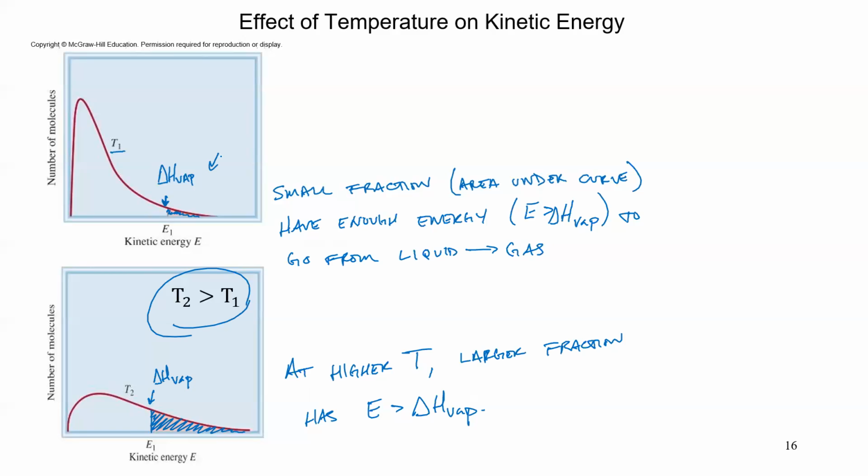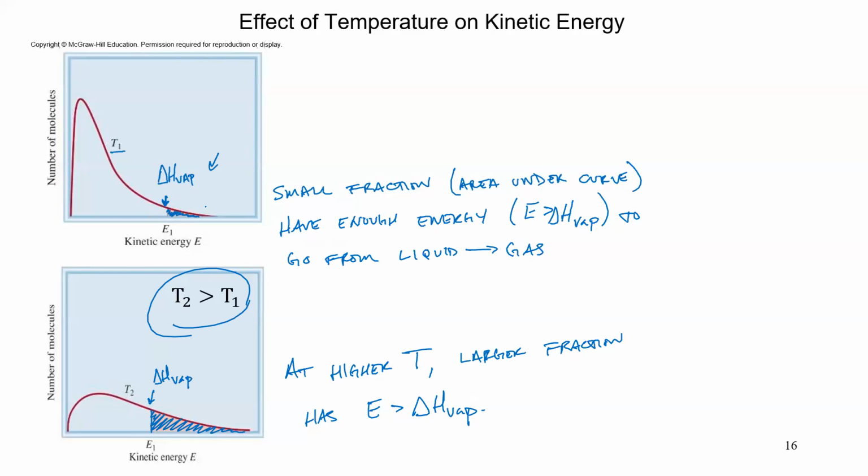They sort of redistribute the energy, and there's now a new set of molecules that can go from the liquid phase into the gas phase. Now, that's very small, right? That area under the curve there is super small, and so this evaporation process is very slow at room temperature.